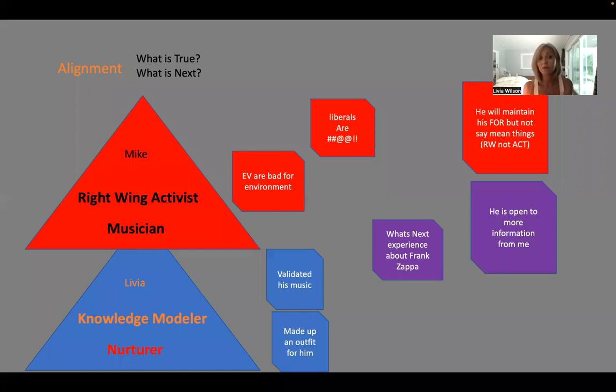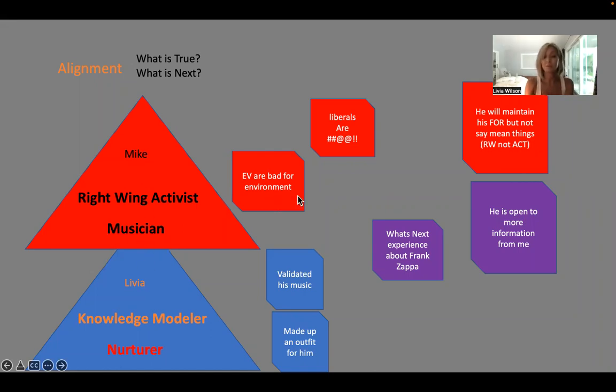Alignment is about extending the points that are shared truths by looking at whether or not you think it's true and whether or not you can tell me what next would be true. And that way we build solutions together. So let's say that I'm out here as a knowledge modeler and a nurturer. And then there's someone we'll call Mike, because this was his name. And say he's a right-wing activist. And he's also a musician, which is how I would have encountered him.